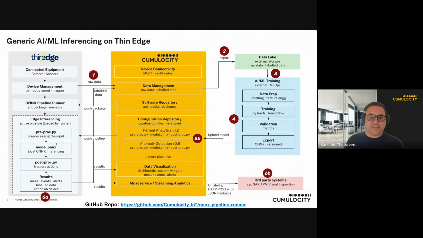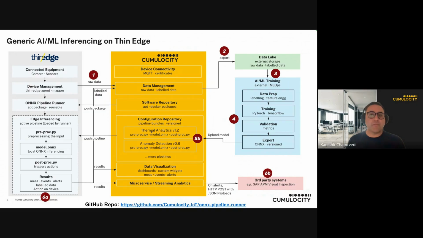And these three files together form a pipeline bundle. All these pipelines are stored and managed in Cumulocity's configuration repository. So here, they are versioned and managed centrally. For example, in this case, you can see that I have two bundles available in this figure.